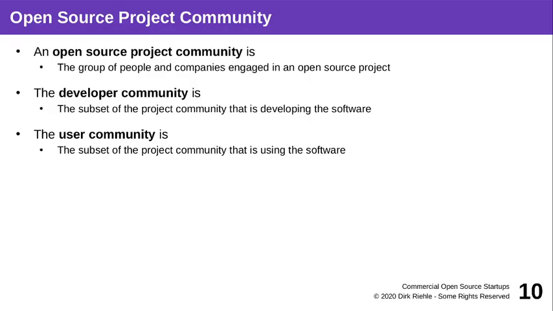So then, open source software projects have a community, and that community is the group of people and companies engaged with the open source project. Within that community, there are the developers, so not everyone has to be a developer. The developer community are those developing the software, and the user community, often much larger than the developer community, are those who are using the software. The developers may not even know that you're using the software, which is actually the common case. But if you speak up, for example, because you have a bug to communicate, then you become known as a user of the software.